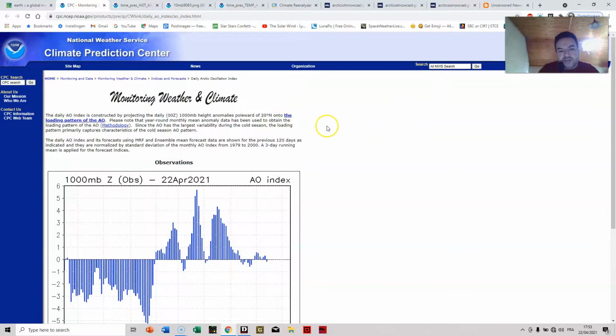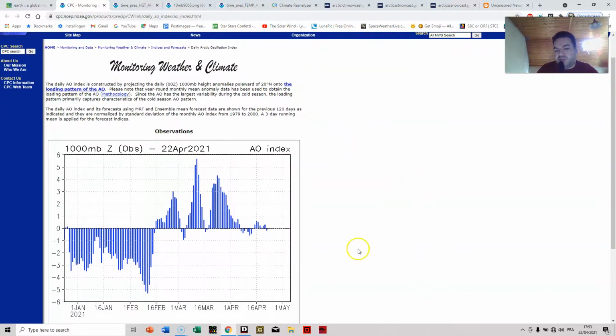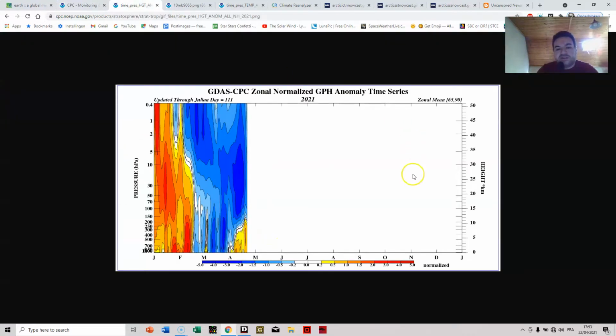Let's take a look at other factors, for example, the Arctic oscillation. Consequently, because of this erratic behavior of the polar vortex, we can see that the Arctic oscillation is becoming again neutral or almost a little bit negative. I think this is evidently a consequence of that, because if we look at the cross-section of the atmosphere, there is no reason for that.